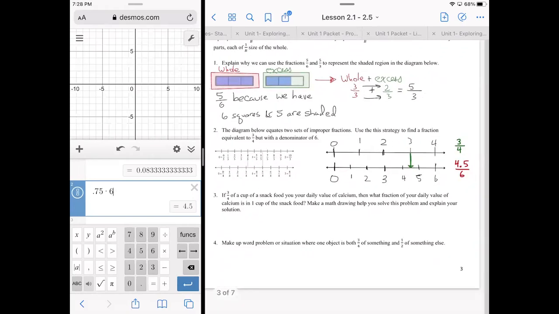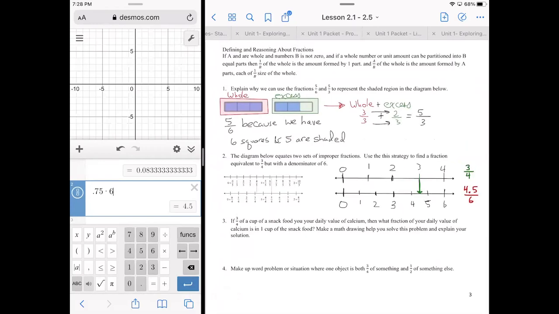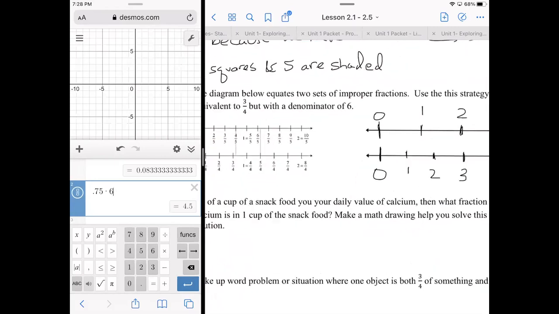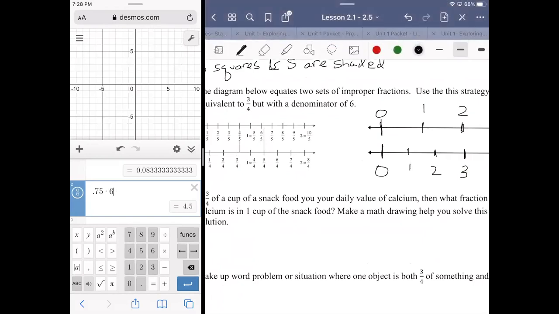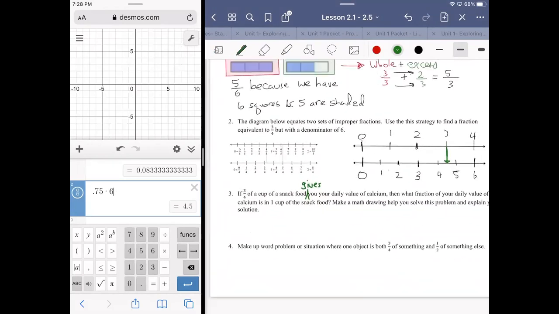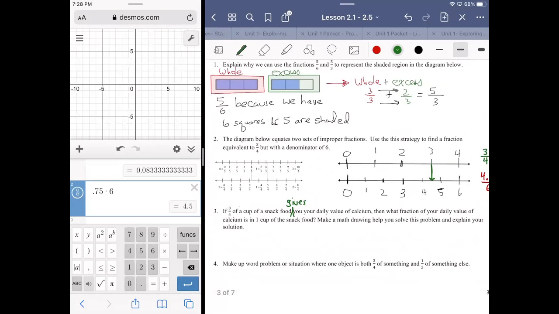Right? So number 3: if 3/4 of a cup of snack food gives you your daily value of calcium, then what fraction of your daily value of calcium is in 1 cup of the snack food? So make a math drawing to help you solve this problem and explain your solution.